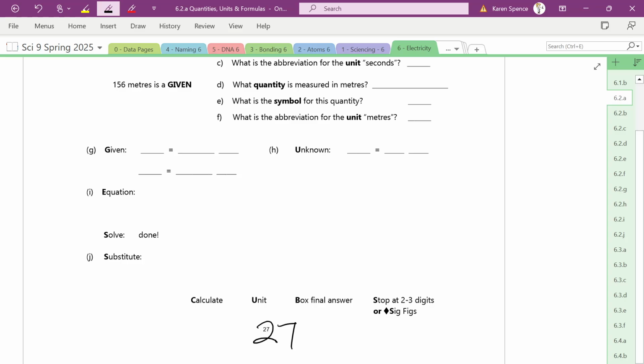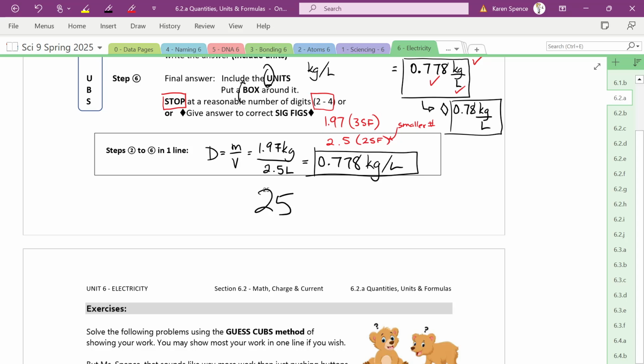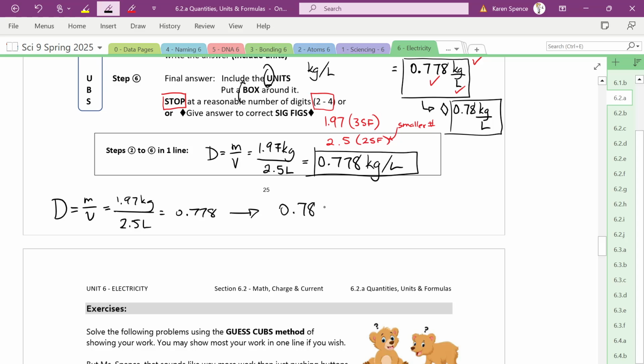We still have to write something for this? For that one, if you want the enriched, you would do the sig figs. So if you did sig figs, I would probably do it like this. D equals M over V equals 1.97 kilograms over 2.5 liters equals 0.778. And then I wouldn't bother with my units and boxing and all that stuff. I would simply round it at that point and say 0.78. And then I would do my kilograms per liter units and my box.